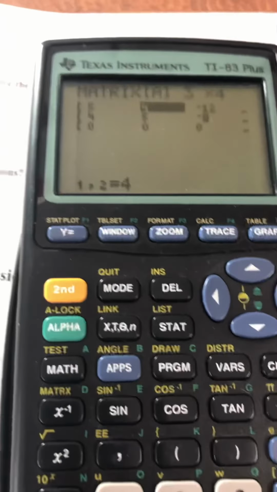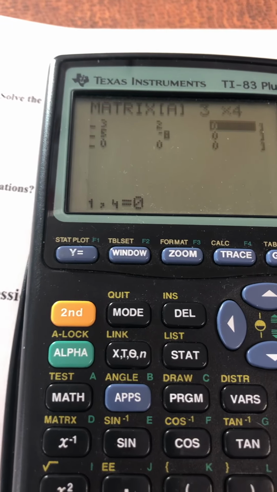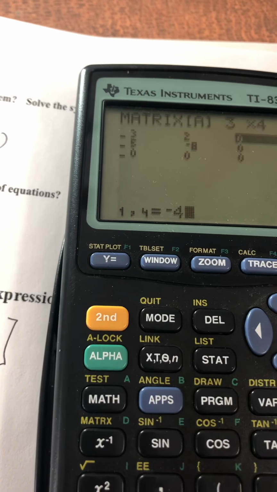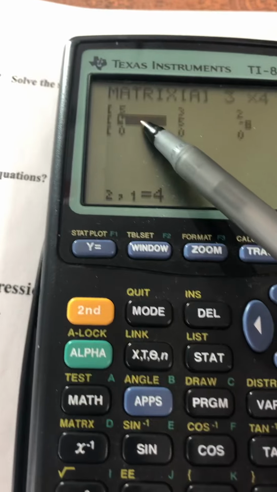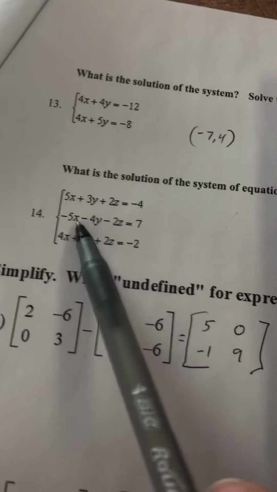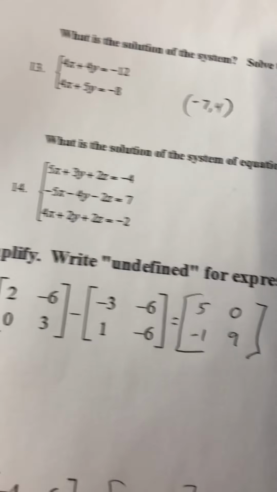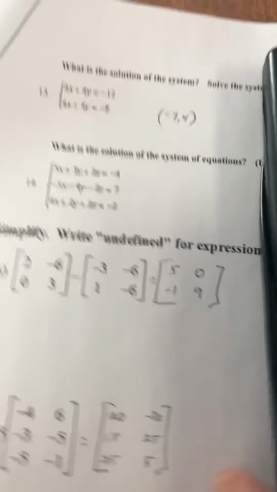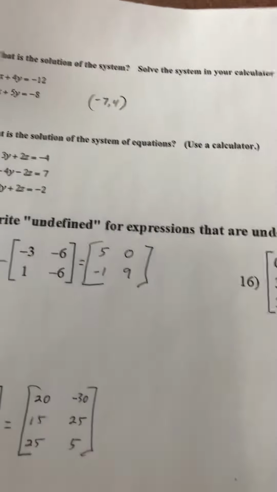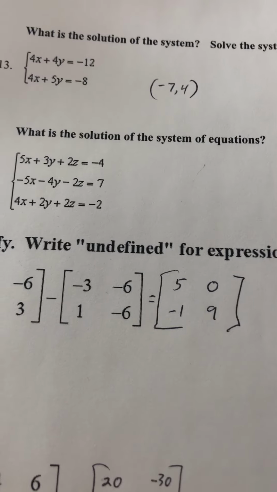Let me do that whole first row so you can see it. 3, enter, 2, enter, and then you have a negative 4. And you press enter, and it takes you right back down to the second row. So you have all of them in there. It would be negative 5, negative 4, negative 2, 7, 4, 2. And then you just go through the same steps, and you'll get the answer using the calculator.